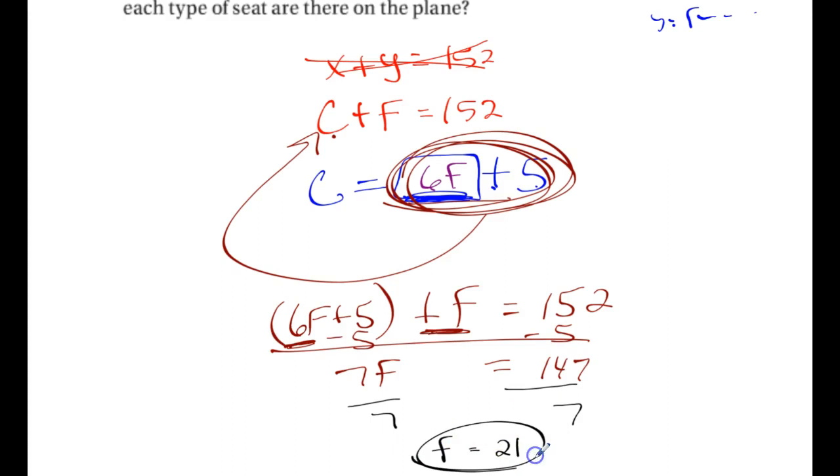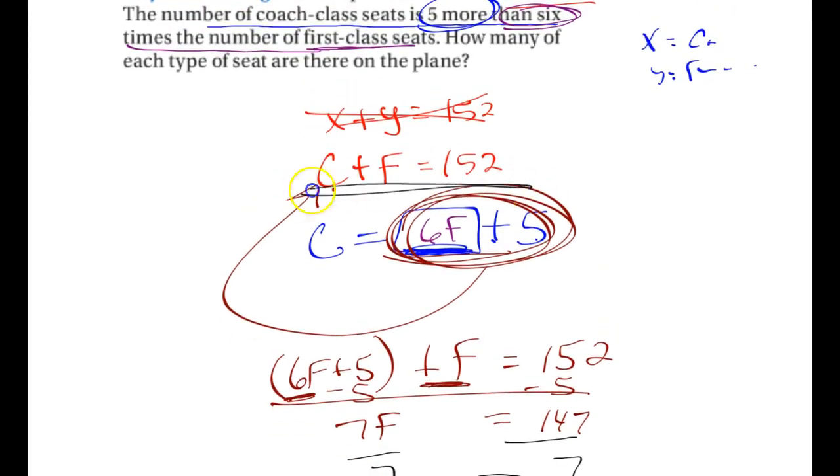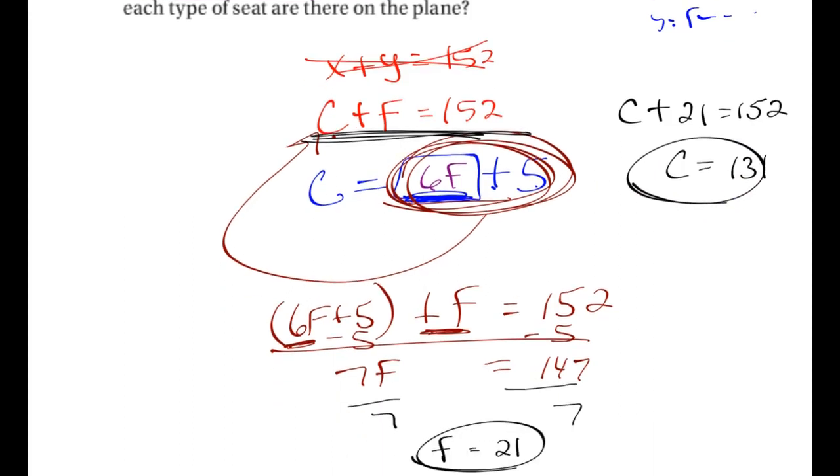You can check that. So if F is 21, I'm going to go back probably to this equation. So I know C plus the 21 equals the 152. And if I subtract off 21 from both sides, I'll get C equals 131. So again, I would probably leave this answer.